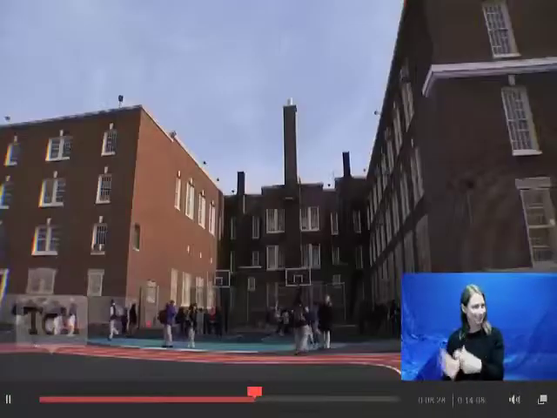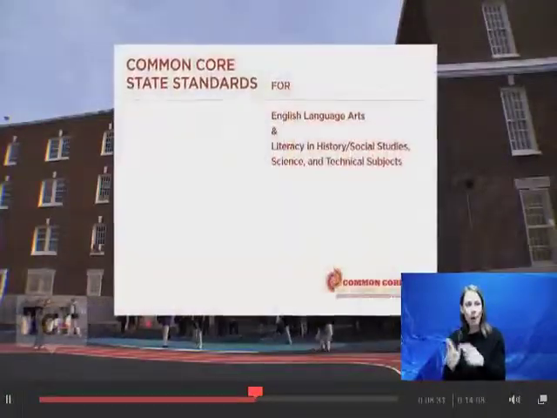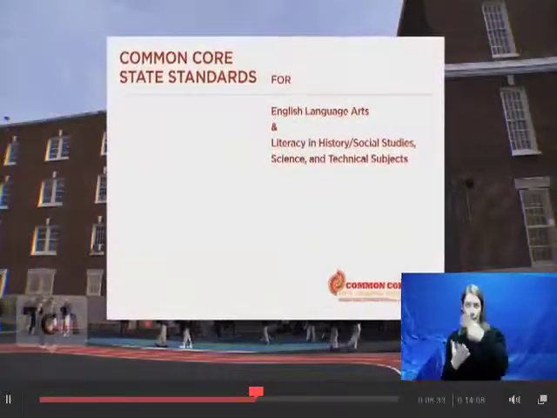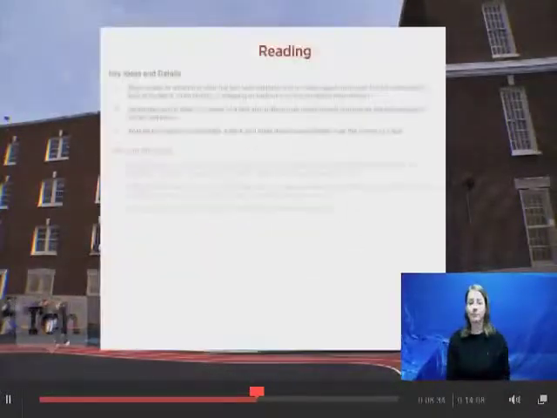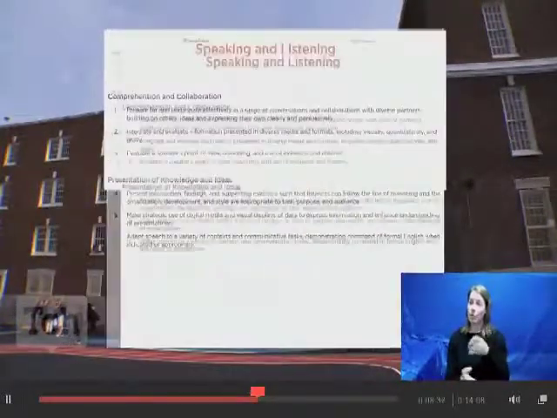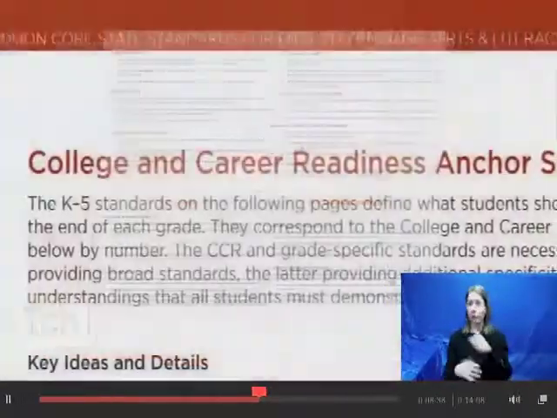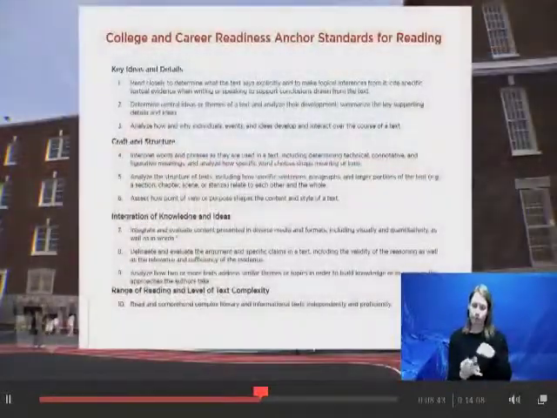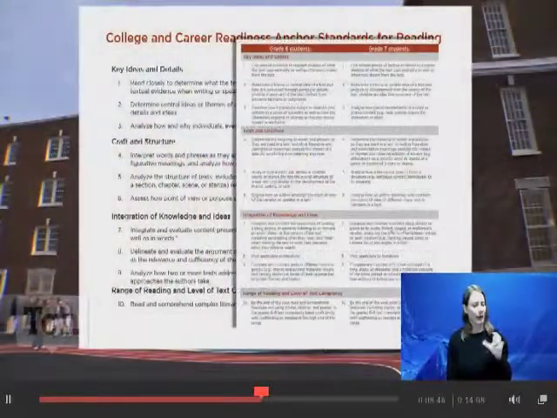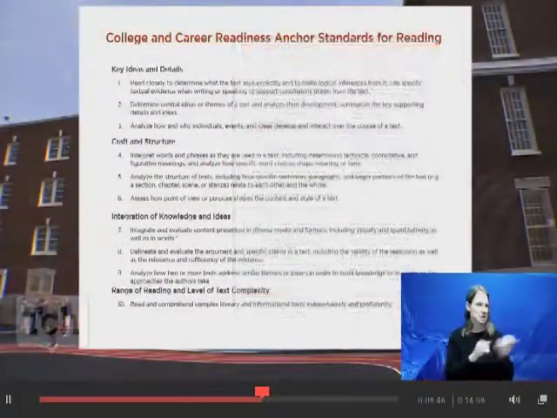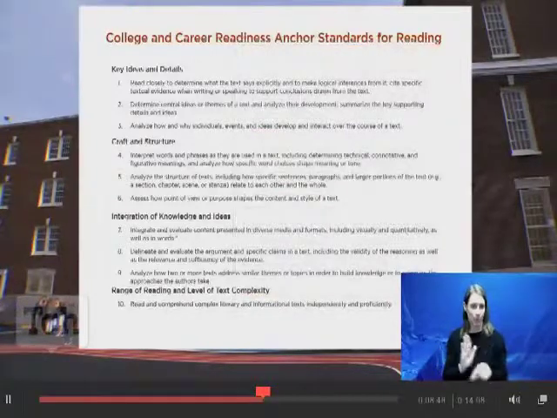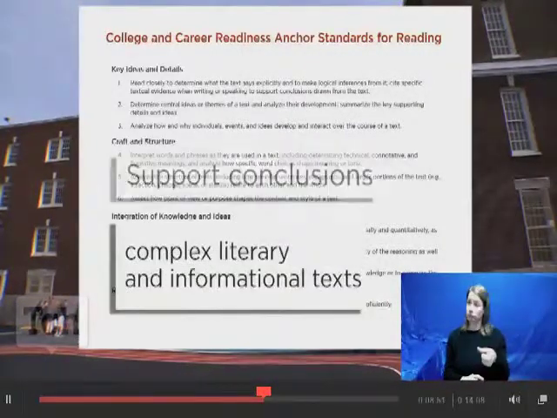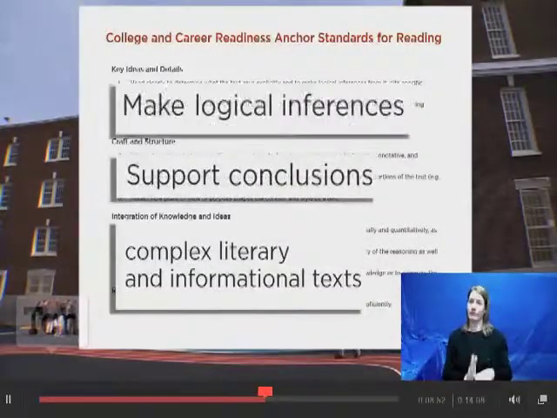The Common Core state standards for English language arts and literacy contain 4 main strands: reading, writing, speaking and listening, and language. Each section begins with college and career readiness anchor standards, which remain the same across all grades, and tie one-to-one with the content standards. The reading standards place a heavy emphasis on reading complex text, supporting conclusions with evidence, and making inferences.